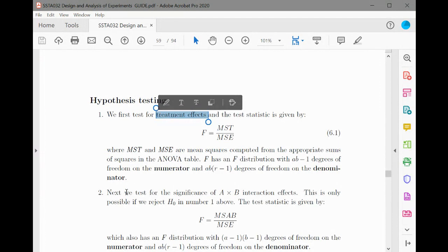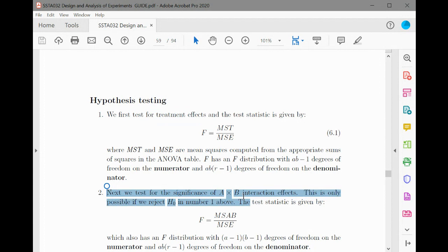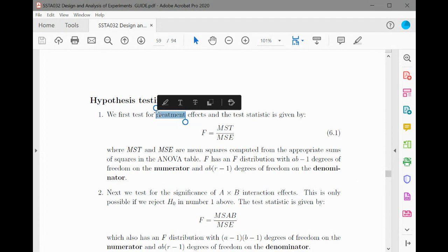first test for the treatment effect. So let's check what is going to happen. We next test for the interaction. This is only possible if we reject H0 in number 1 above. So you can only test the remaining tests provided you have rejected when testing for the treatment. In other words, if when testing treatment you didn't reject, there is no need to test for the other ones.